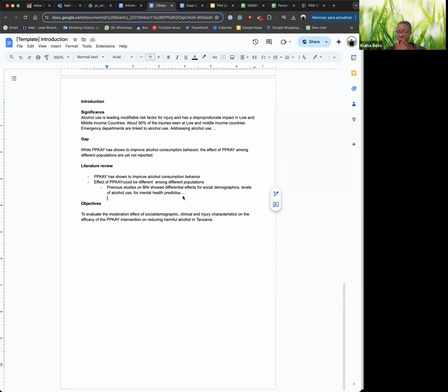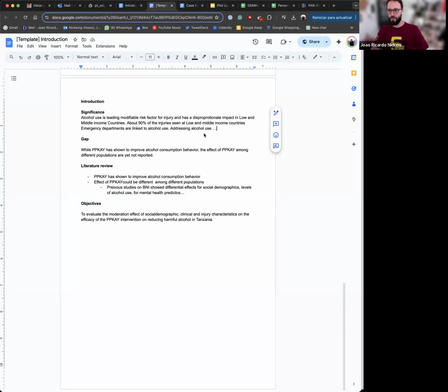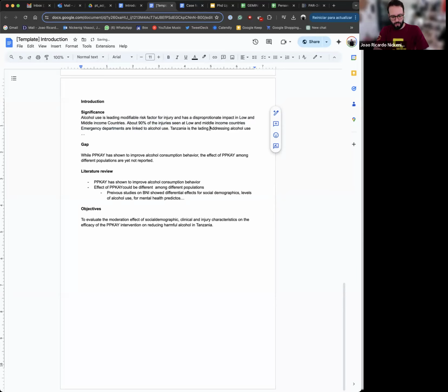I have a question. At what point do you bring in Tanzania? Because if that's in the objectives, if that's the first time I'm seeing that in the objectives, does it need to be? That's a great point. I would definitely bring Tanzania here. Just for the sake of time, I'm not going into detail, but I would definitely bring it here. So when I'm saying alcohol is linked to a bunch of injuries in LMICs, then I bring it down to Tanzania. Tanzania is the leading East African country in alcohol use, or something like that.